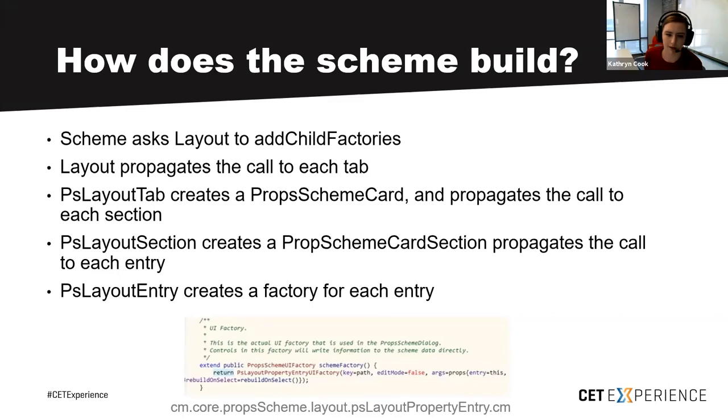And then that propagates that build, add child factories out to each of its sections. So that's like the material section that I created. The section creates those cards and propagates the call to the entries, and then the entries create PS layout entries, a class defined in the prop scheme layout folder, and then it knows how to create factories for each of its entries. And that is what this code is showing right here.